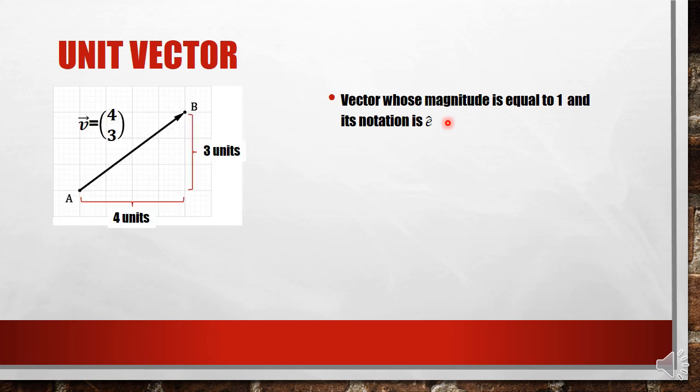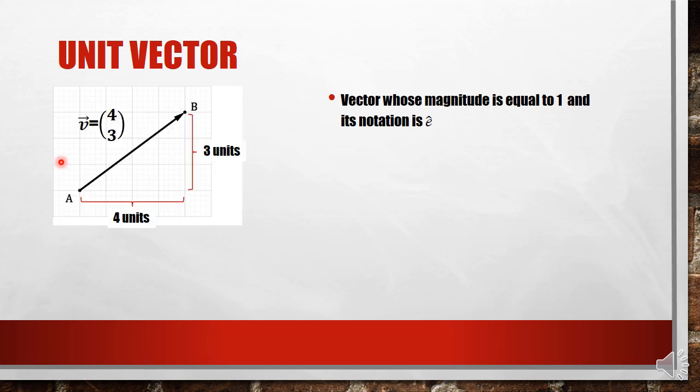Okay, unit vector. What is a unit vector? A unit vector is a vector whose magnitude is equal to 1. Its notation is like this: instead of an arrow, we put a hat on top of it. So for a unit vector, its magnitude is 1. How about the direction? Okay, let's see.